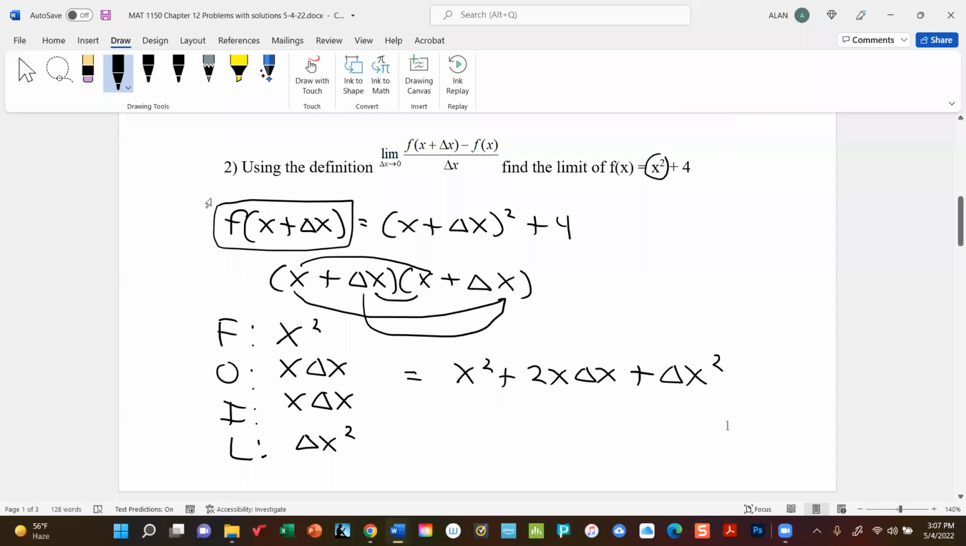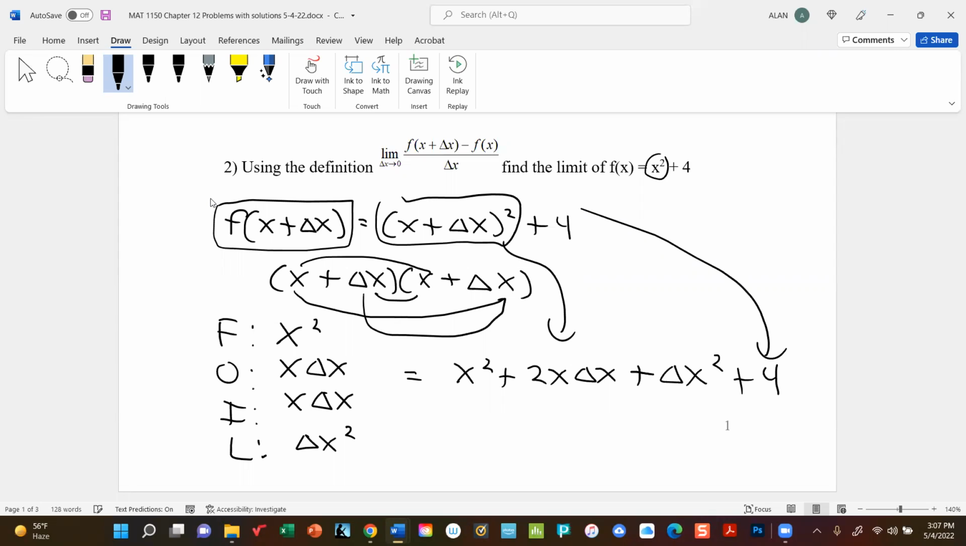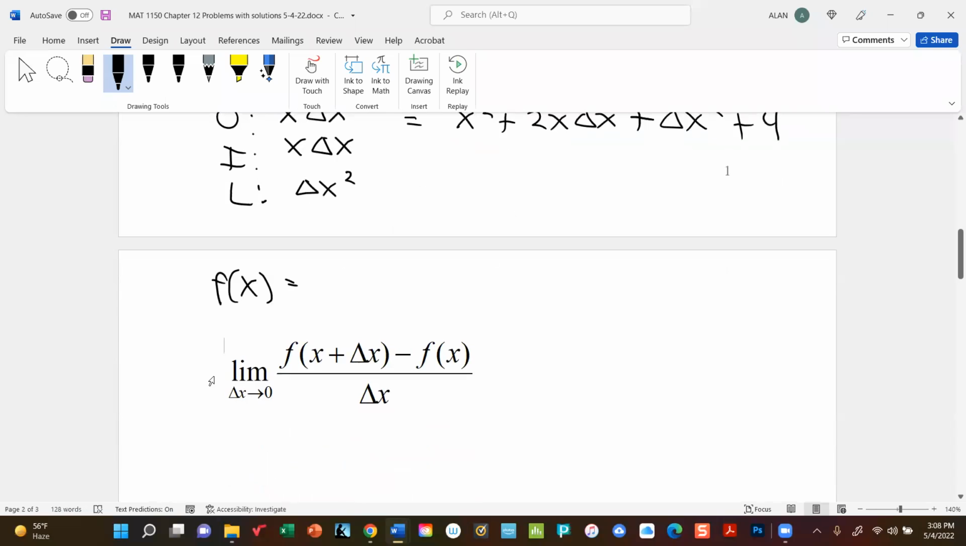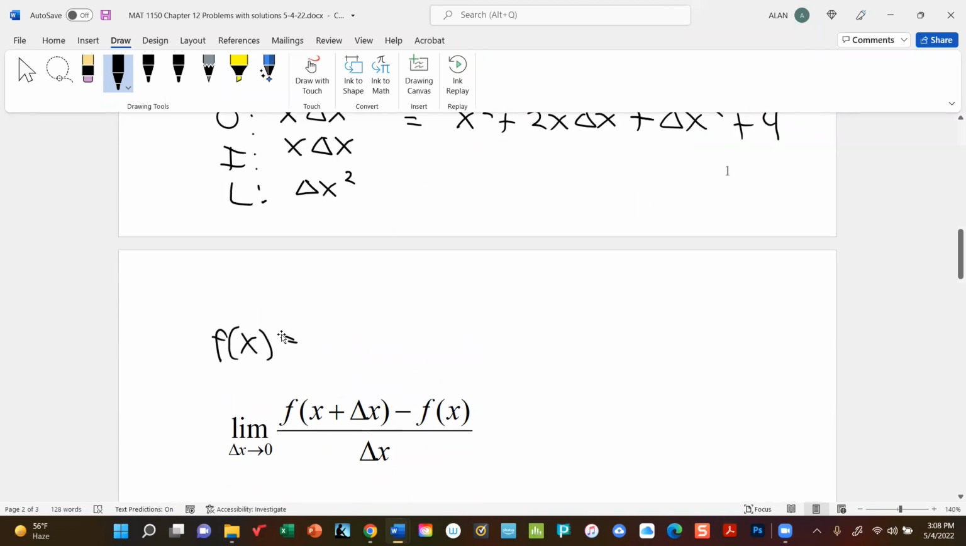oh, you know what I just realized? I forgot about the 4. Yes, this squared gives us this result, but we don't want to forget about the 4. That's an important part of it. So f of x plus delta x is actually what you're seeing here. Let me copy that down here somewhere, and then that way we can see what this formula is asking us to do.